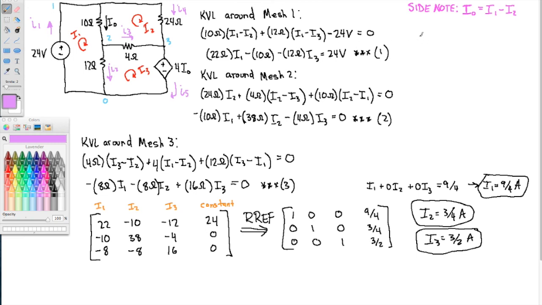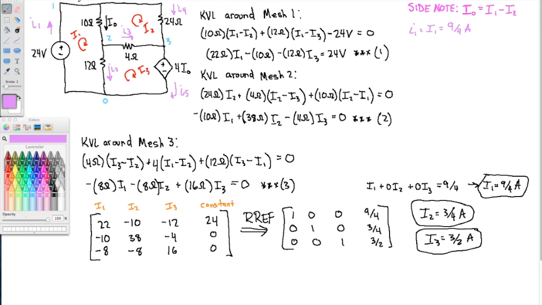So, first of all, I1, only mesh current I1 is contributing to the branch current I1. And they're in the same direction, so they're equal. So branch current I1 is 9/4 amps. So this 24 volt source is producing 9/4 amps.